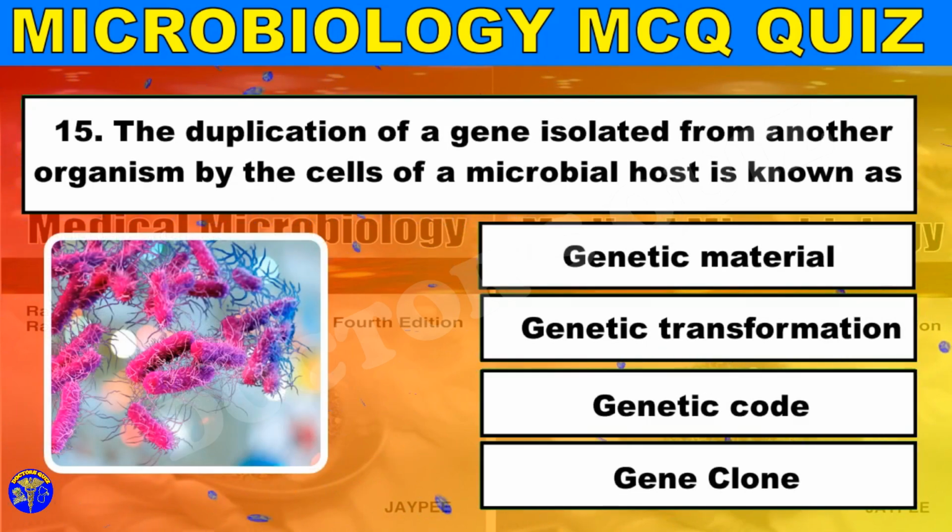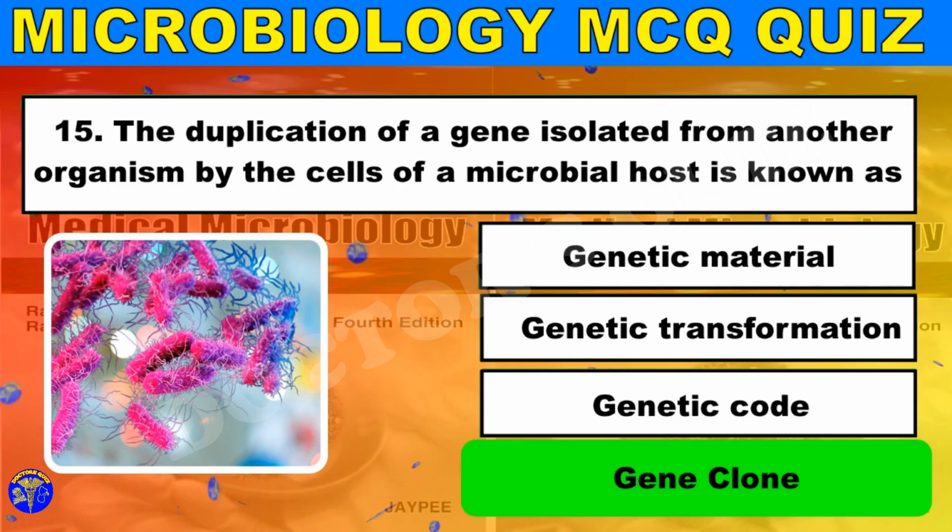The next question is the duplication of a gene isolated from another organism by the cells of a microbial host is known as. The options are genetic material, genetic transformation, genetic code, and gene clone. The right answer is gene clone.